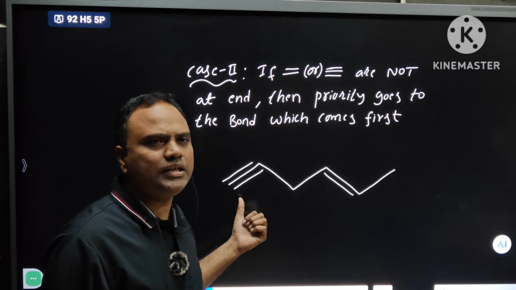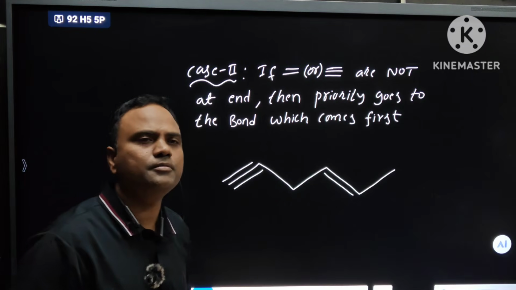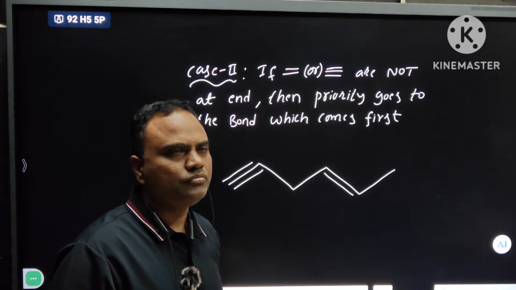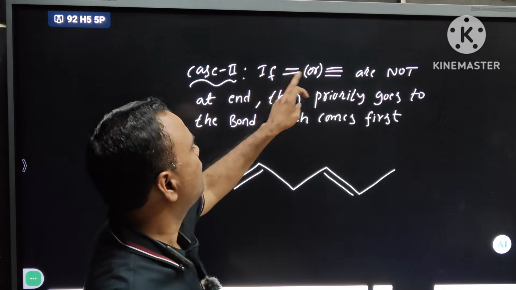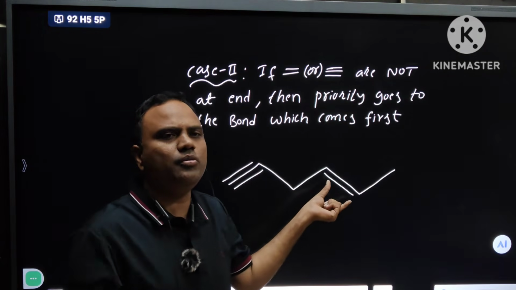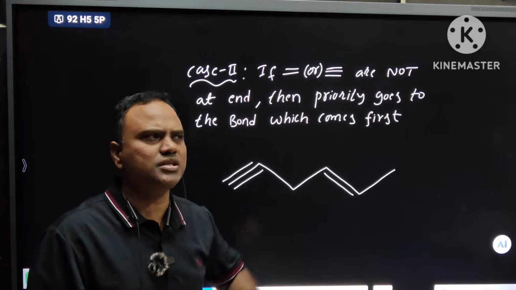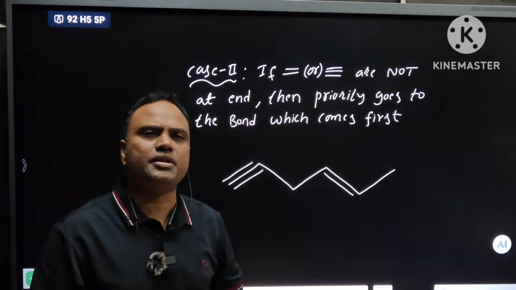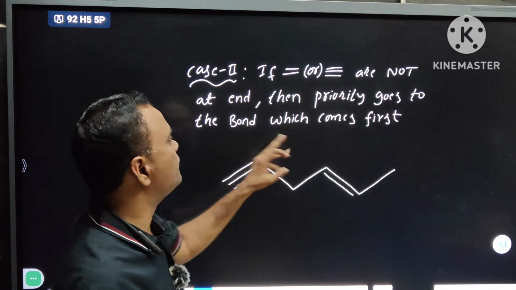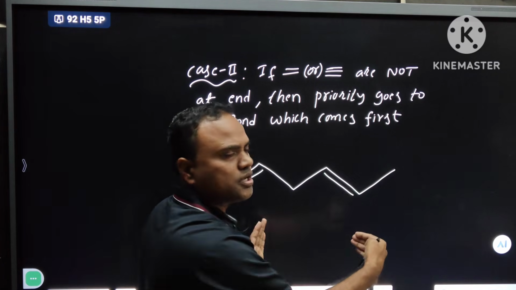Now, double bond is at the end. Sorry, triple bond is at the end. But double bond is not at the end. If double bond or triple bond is not at the end. Here double bond is not at the end; triple bond is at the end. If only one is present at the end, the other is not. In this case, priority goes to the bond which comes first. Comes first means give the numbering in this direction.